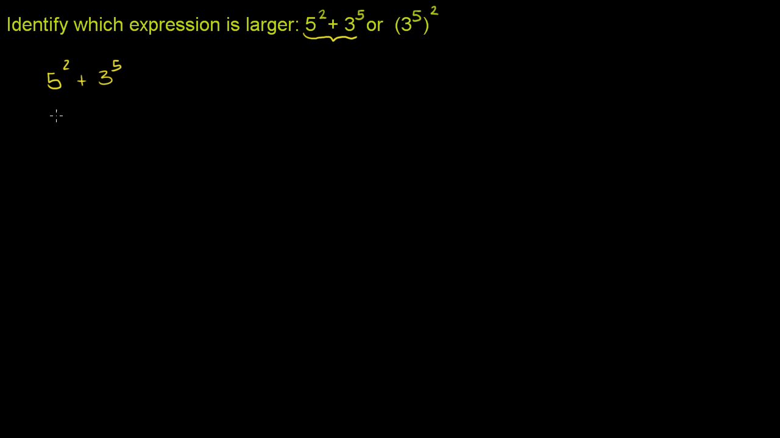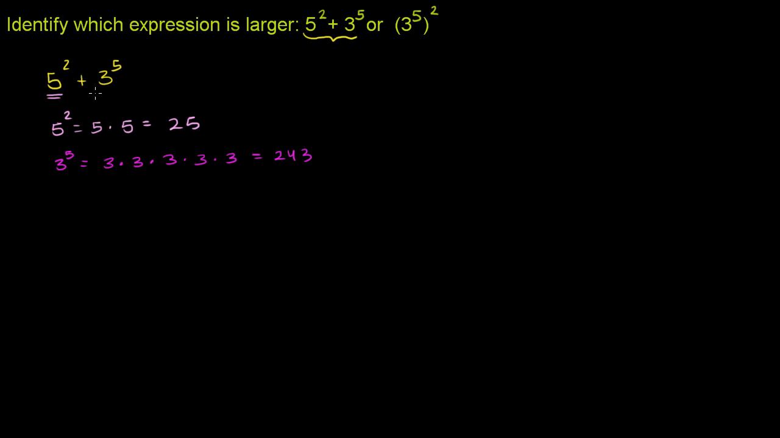So what is 5 squared? 5 squared is the same thing as 5 times 5, which is equal to 25. And what's 3 to the fifth? Well, 3 to the fifth is equal to 3 times 3 times 3 times 3 times 3. And what's this going to be? 3 times 3 is 9. 9 times 3 is 27. 27 times 3 is 81. And 81 times 3 is 243.